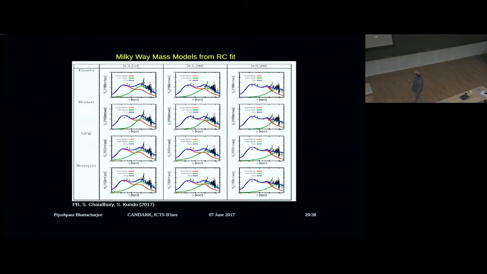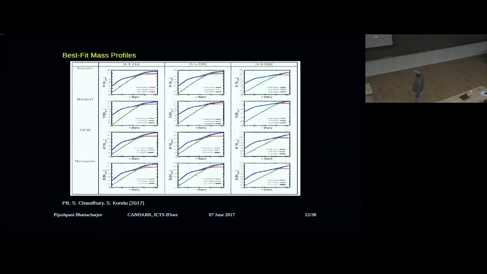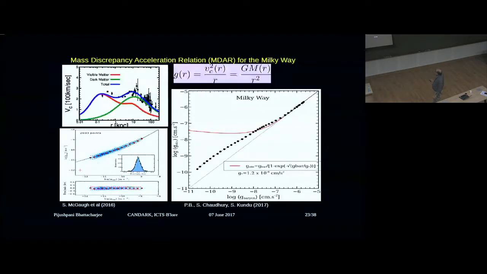You can reconstruct, for various different dark matter profiles, and fit to the rotation curve. What is the baryonic content? What is the dark matter content for each given dark matter profile? You can fit all these things and do your analysis whenever you like. This is the density profile of the dark matter as well as visible matter. You can reconstruct it just by fitting the rotation curve data. This is the total mass profile for our Milky Way galaxy, from the rotation curve.